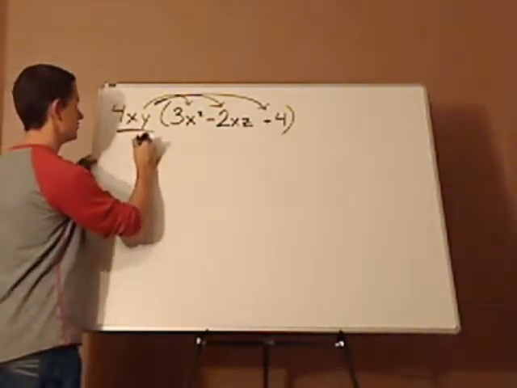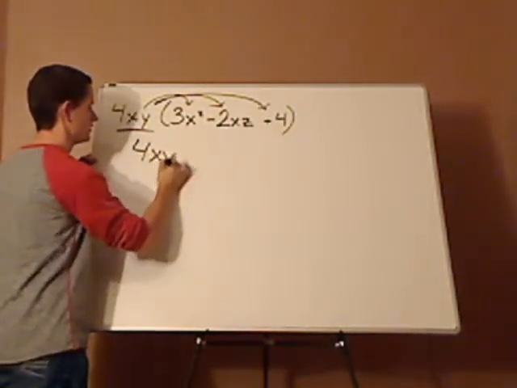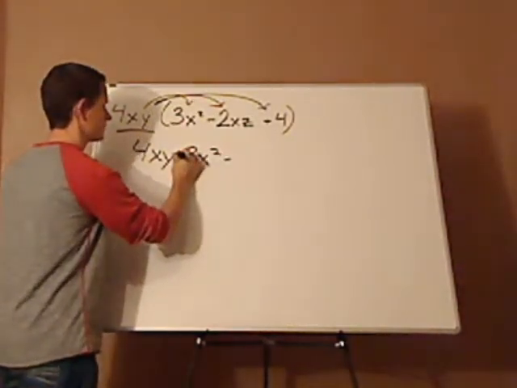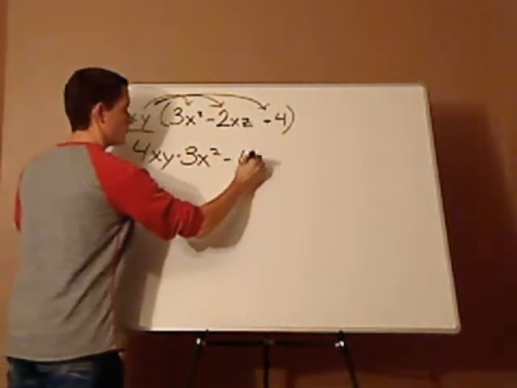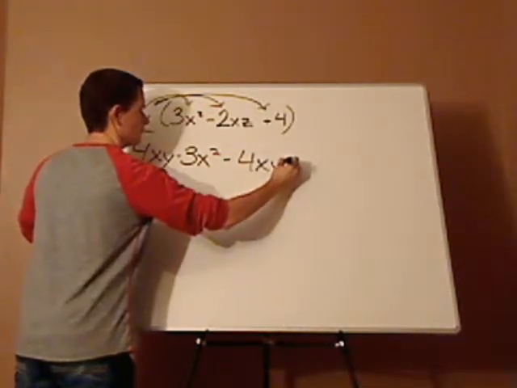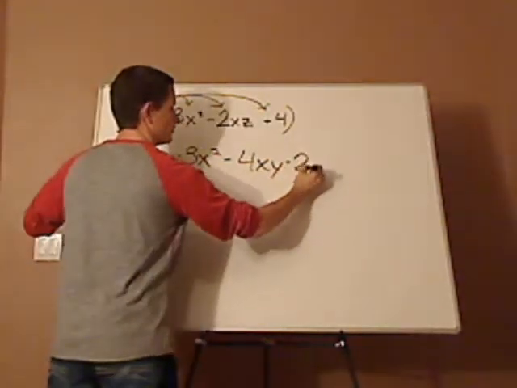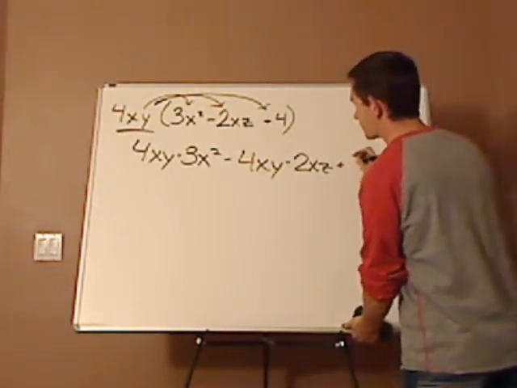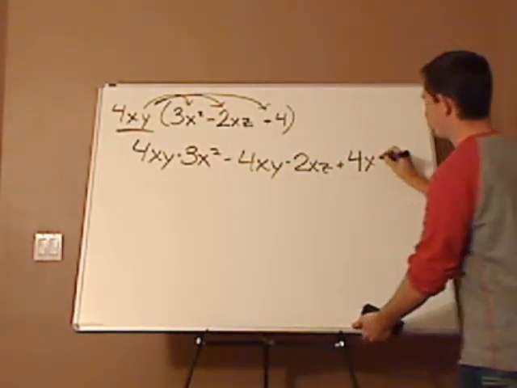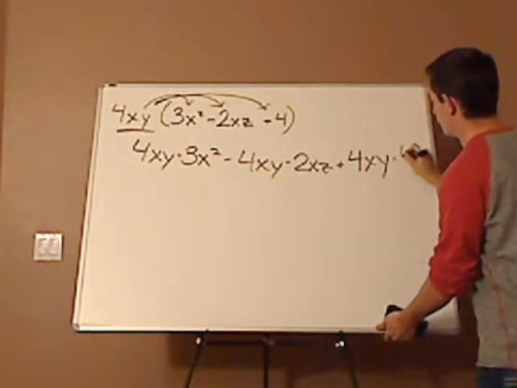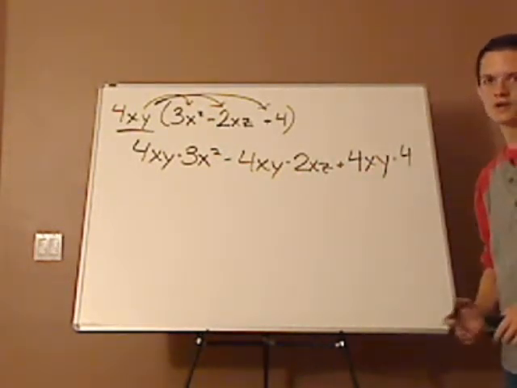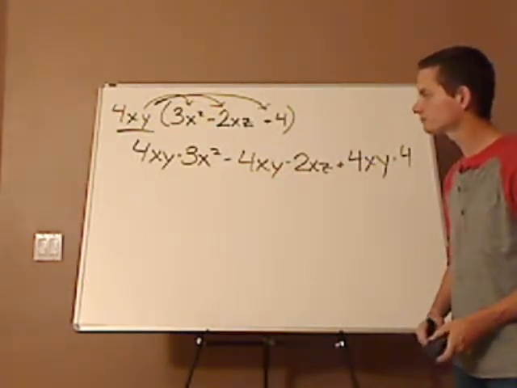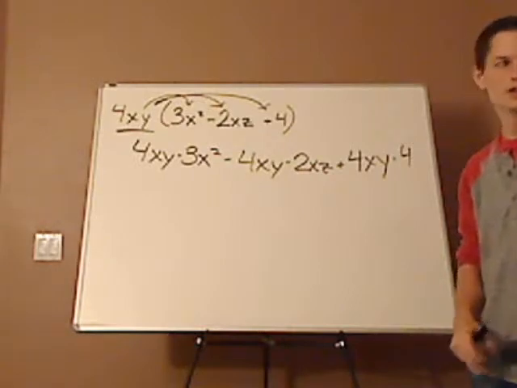So you're multiplying. So you're doing 4xy times 3x squared, minus 4xy times 2xz, plus 4 times xy times 4. That's what you're doing. You're multiplying each of those terms by 4xy. So when you do that, you're going to get what?